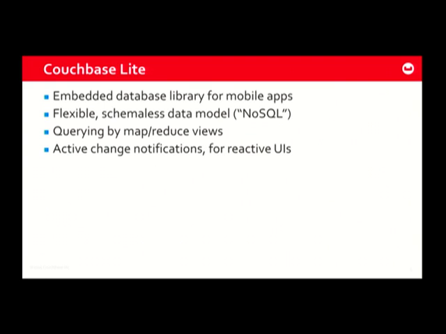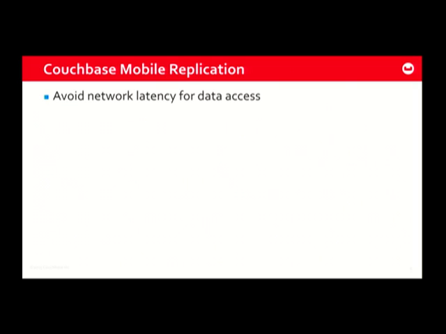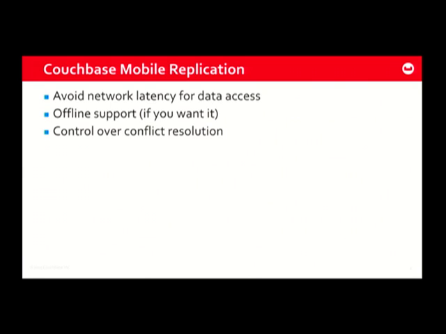And as Wayne already showed off previously, we support change notifications so that you can do reactive UI development. And of course, the crown jewel of the whole thing is the multi-master replication. So the replication helps you avoid network latency when you're accessing data. It takes the network off of your critical path. It gives your application full offline support if you want to go that far. Or you can have a hybrid app that has some online-only features, combined with offline access. You have full control over conflict resolution.